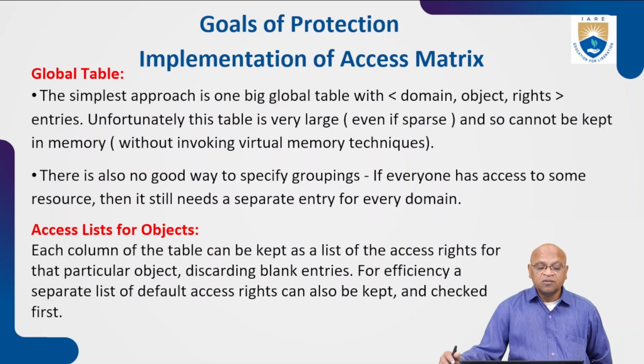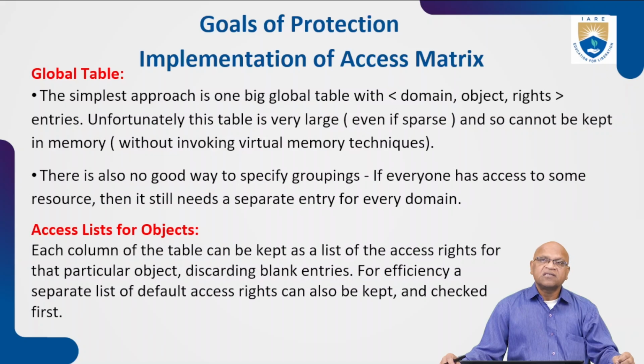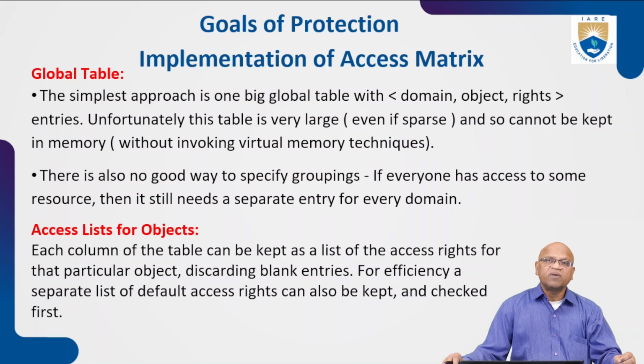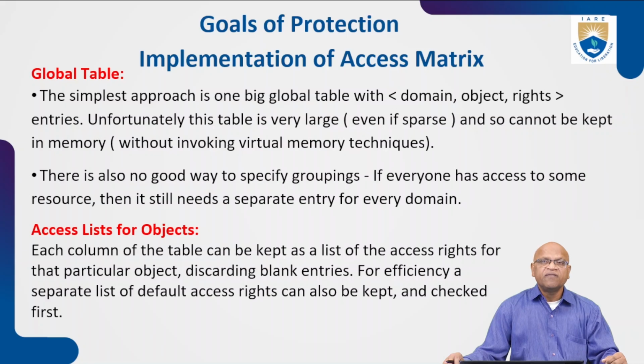So we'll see the implementation of the access matrix, starting with a global table. The simplest approach is one big global table with domains, objects, and rights entries. Unfortunately, this table is very large, even if sparse, and so cannot be kept in memory without invoking virtual memory techniques. There is also no good way of specifying groups. If everyone has access to some resource, then it still needs a separate entry for every domain.